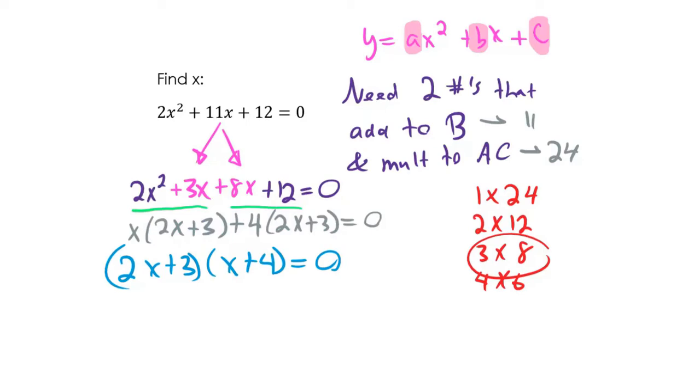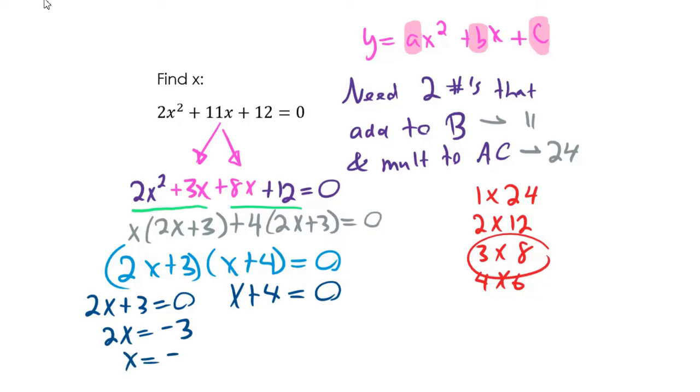Now it looks like this, and we can use our zero product rule, where we set each individual piece equal to 0. So 2x plus 3 equals 0, and x plus 4 equals 0. And just go ahead and solve. Take away 3 from both sides. Divide by 2 on both sides.